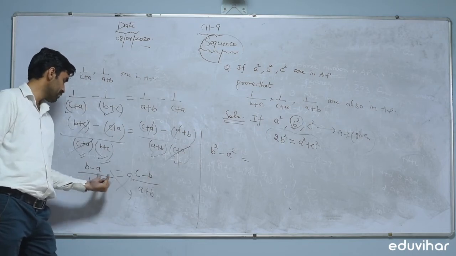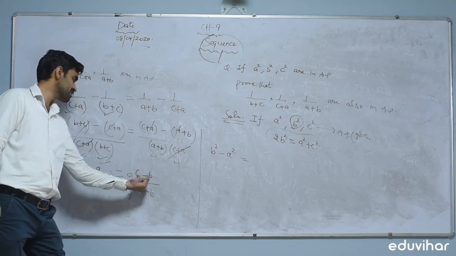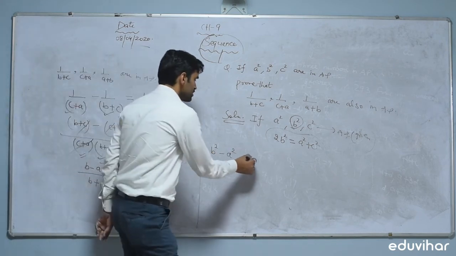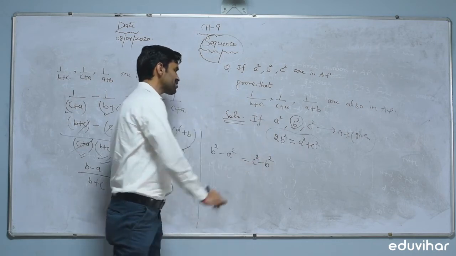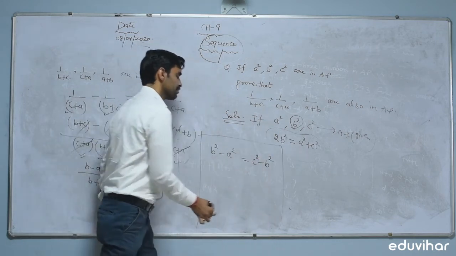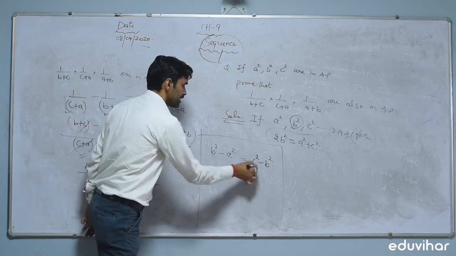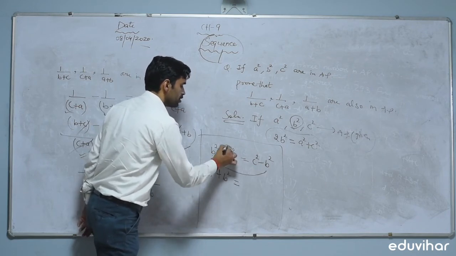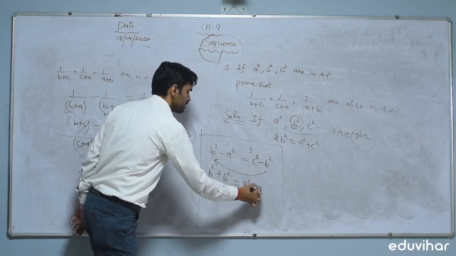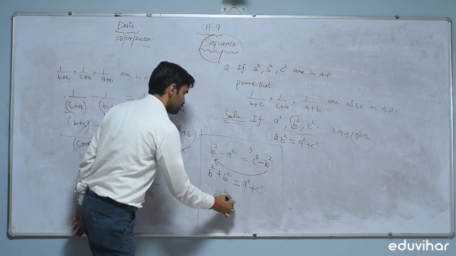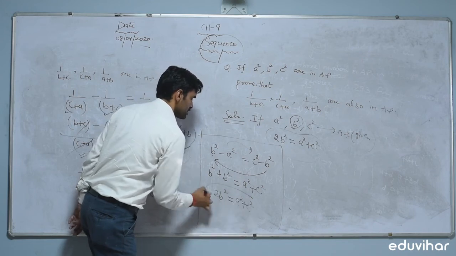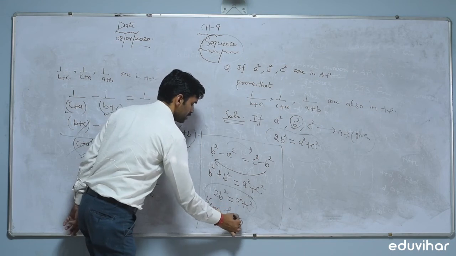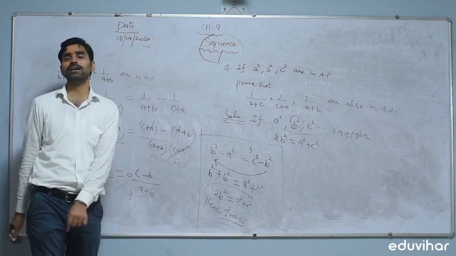Now c minus b into c plus b, that is c square minus b square. Here b square and it is also b square, so b square plus b square equals a square plus c square, that is 2b square equals a square plus c square. This is our required result, which was to be proved by us.